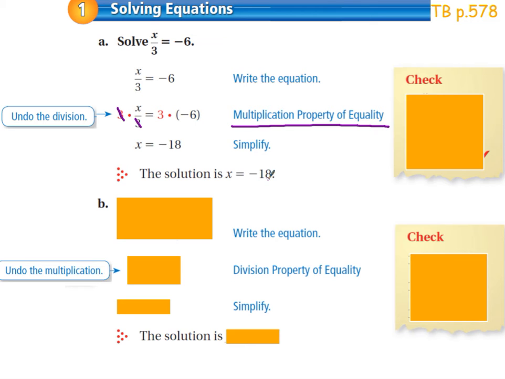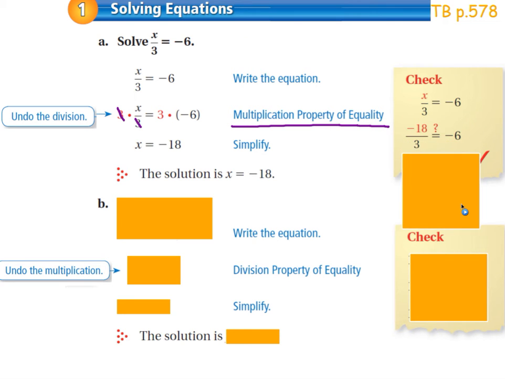Once you solve a problem, you should always check and make sure that it makes sense. So I'm going to substitute -18 in for the x, and -18 divided by 3 does equal -6. So my answer makes sense.